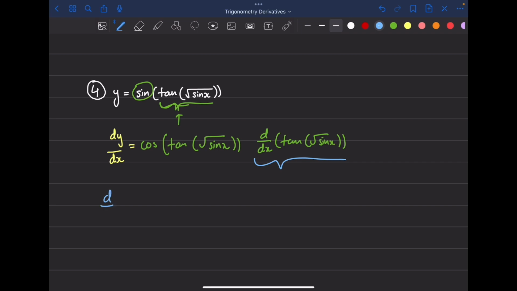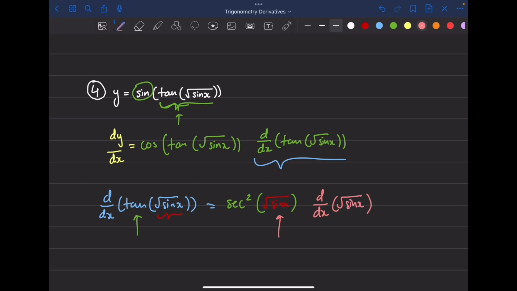So d with respect to dx of tangent with sine square root inside of it is equal to, so first, what is the derivative of tangent? This will be secant squared of, once again, the insides stay the same, so square root sine x, that stays the same, we don't really do anything to that. And then you want to multiply by the derivative of whatever is on the inside. So the derivative of the inside is d with respect to dx of the square root of sine x.